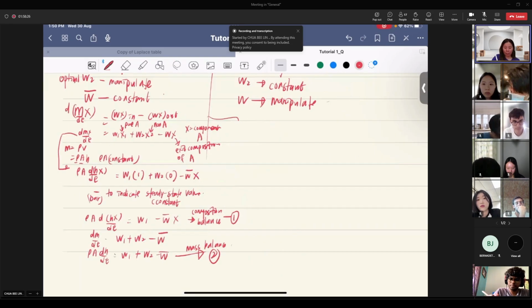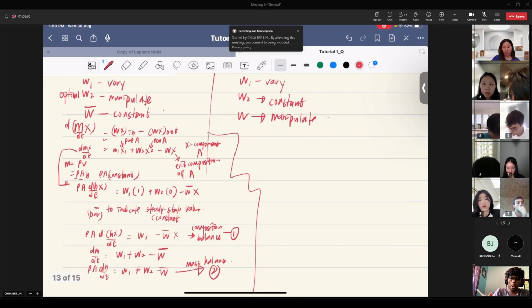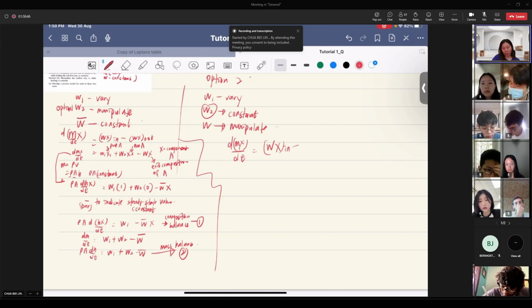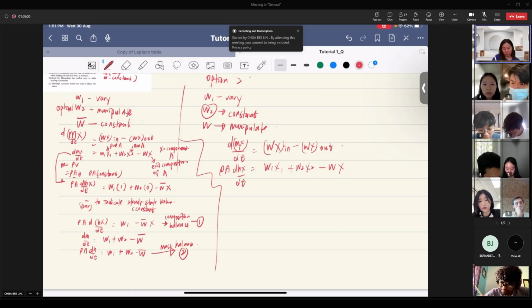Then you repeat the same for the other side. The other side is W2 is constant. So in this case, I will start from dmx over dt equals to in, using everything the same, in minus the out. So you'll be having W1 X1 plus W2 X2 minus WX. Expand the M: rho A d(Hx) over dt equals to, now the one constant is W2. So I will just keep this W2 constant. It is easier. You just try 2 times, then you can get the idea already.